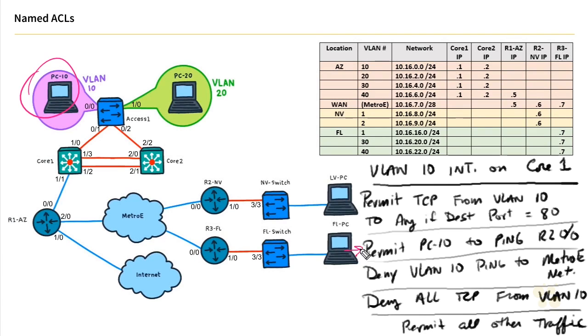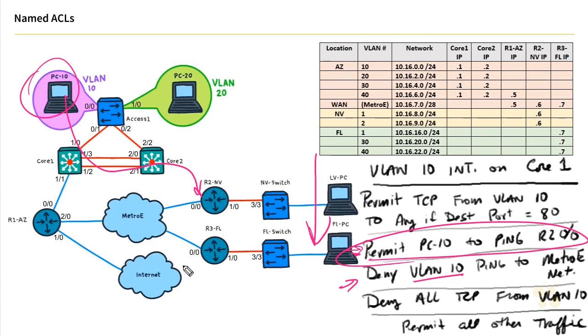Now it's important to note that PC10 will be able to ping this interface right there, because as the router processes the access list top down, it's going to go ahead and match on this one first for PC10's benefit for the ping before it would get to the deny. And if these were flipped in the reverse order, when PC10 tried to ping anywhere on the Metro Ethernet, it would be denied. So we need to be conscious about which order the entries are placed in the access control list. So let's do the deny VLAN 10 regarding getting to the Metro Ethernet network.